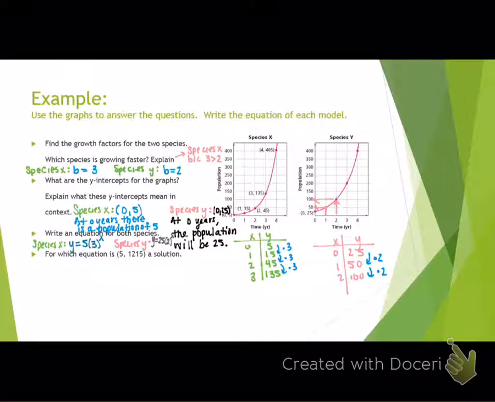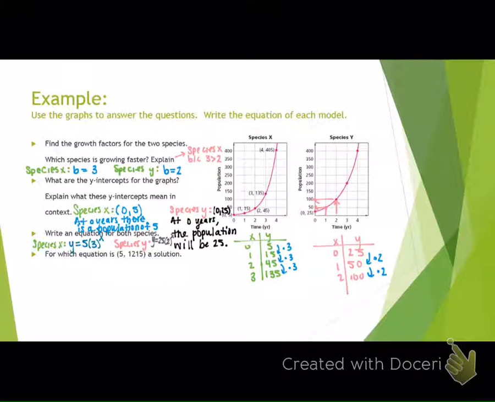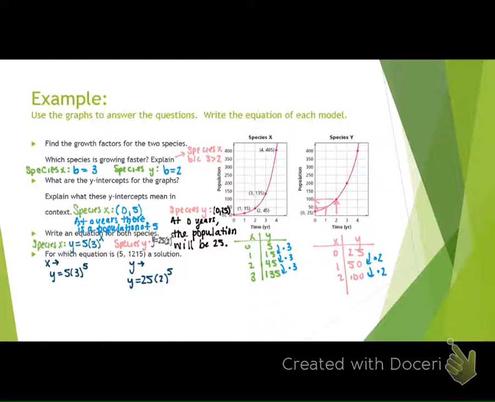So it says, for which equation is (5, 1,215) a solution? I see some of you taking your calculators out. Madison, what are you doing? To figure it out. If you plug in 5 for x for both of them, you can see which one gives you 1,215 as its answer. So go ahead and plug in 5 for both of them and see which one gives you an output of 1,215.